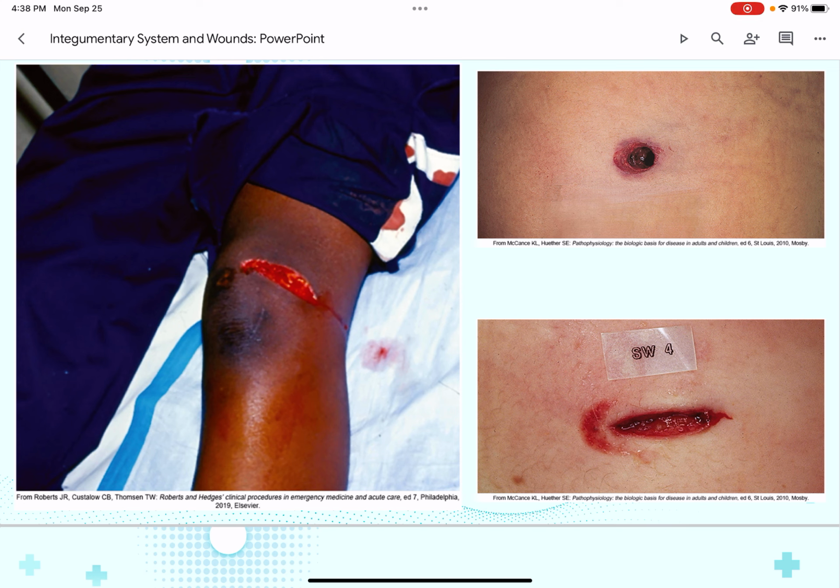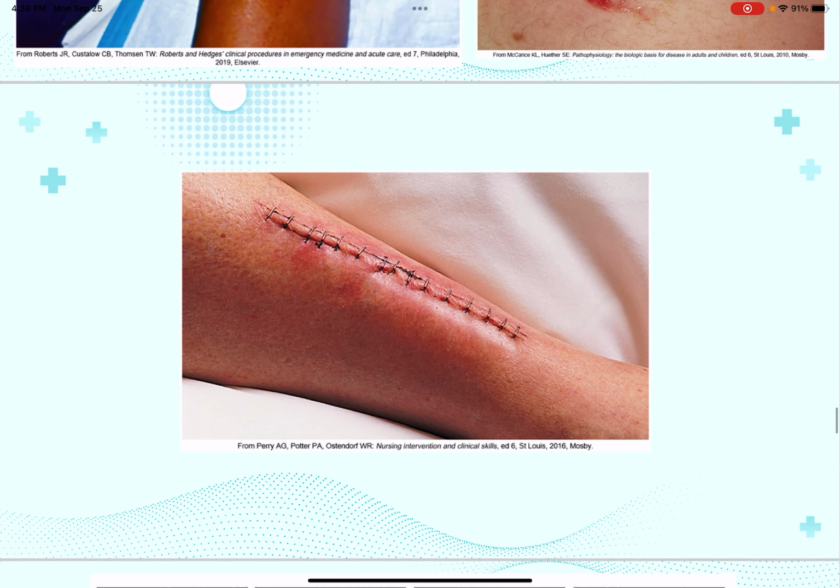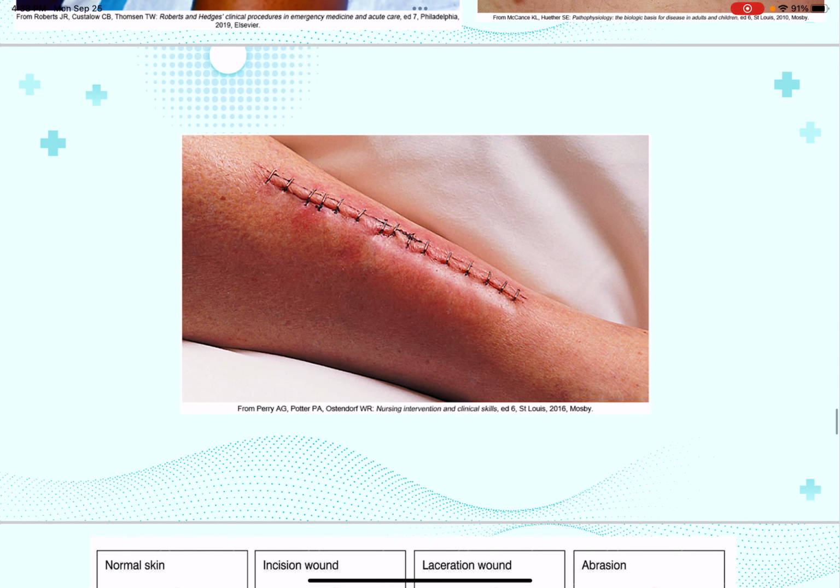On the left lower portion of this slide is a puncture wound, which is an open wound made by a sharp object, a knife, nail, metal, wood, or glass. This slide shows a picture of a surgical incision, which is a cut produced by a sharp instrument that creates an opening into an organ or body space.